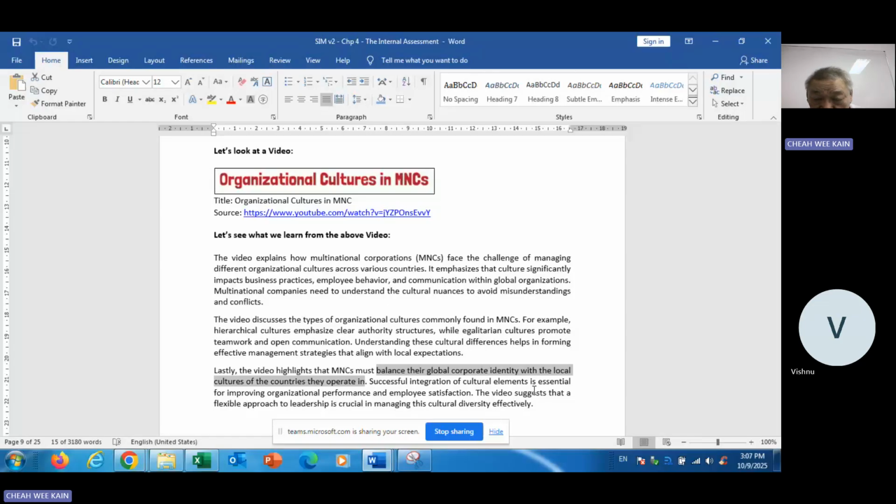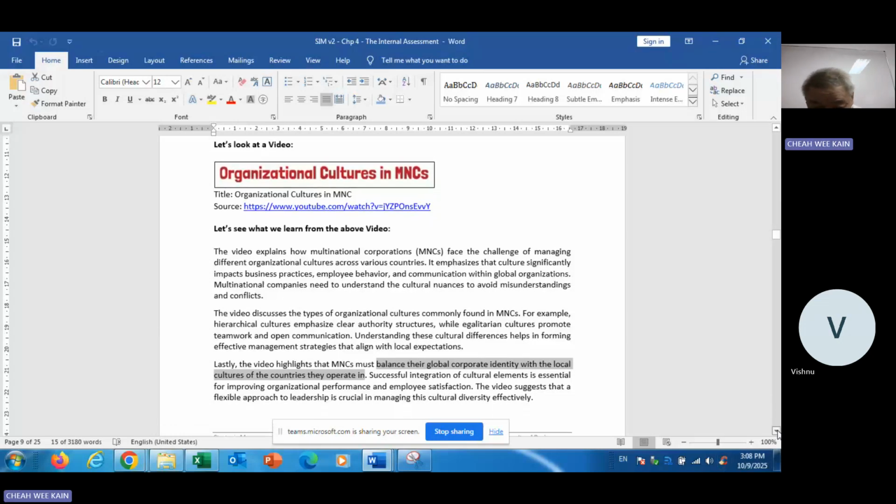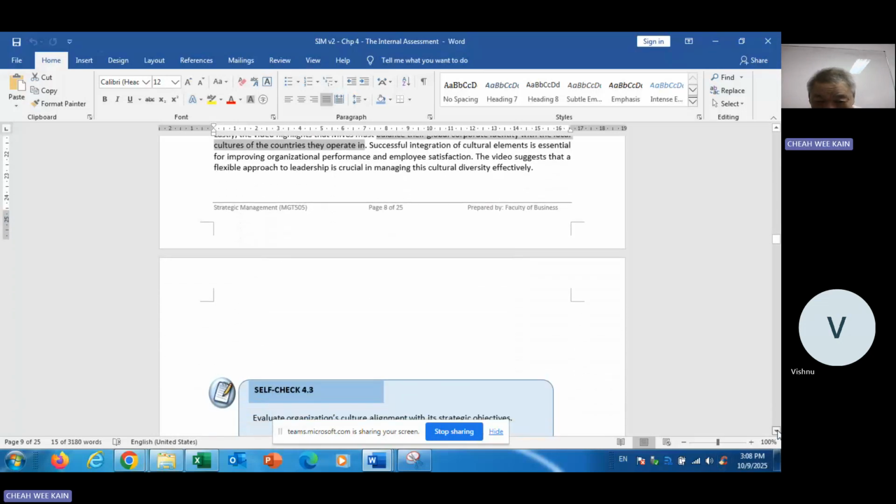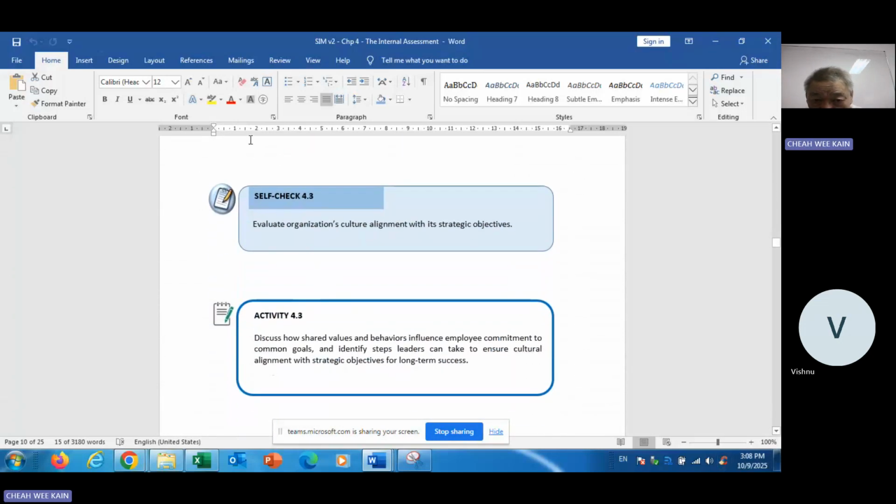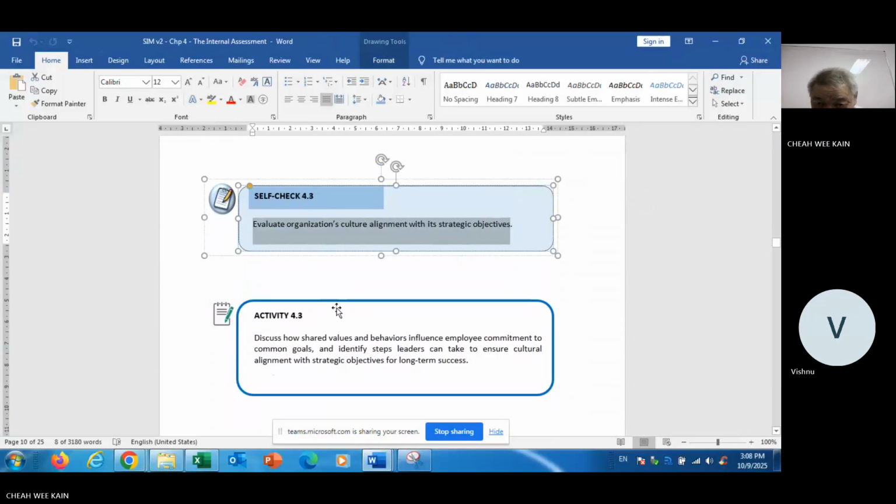They may joint venture with the local people, using their own local brand but using the Starbucks formula or marketing tactics or production tactics and so forth. It will be under a local brand name, not the Starbucks name. Okay, so depending on the culture and the environment, evaluate organization culture alignment with the strategic objective.